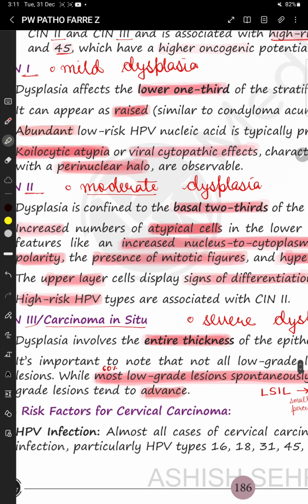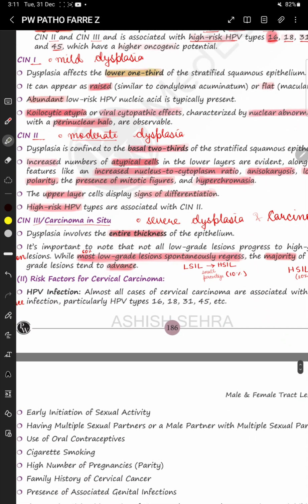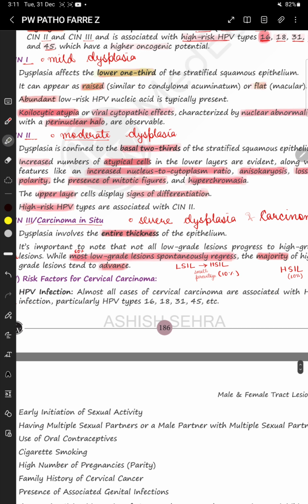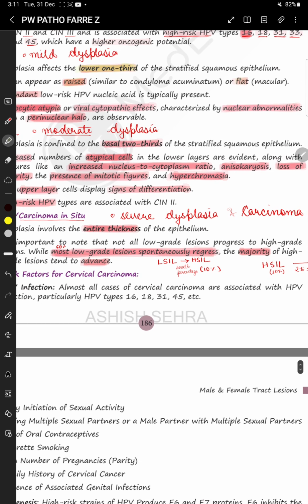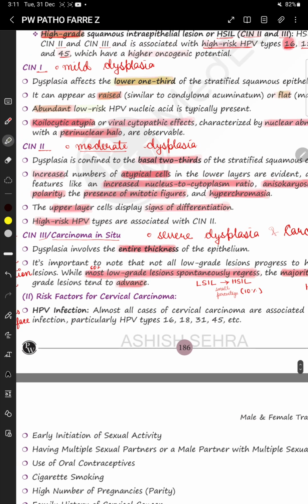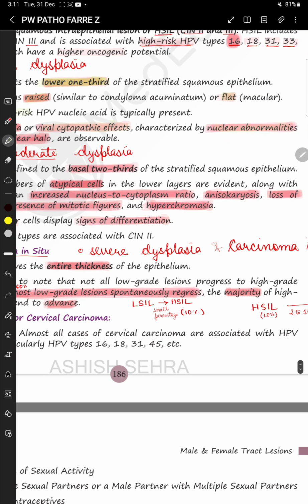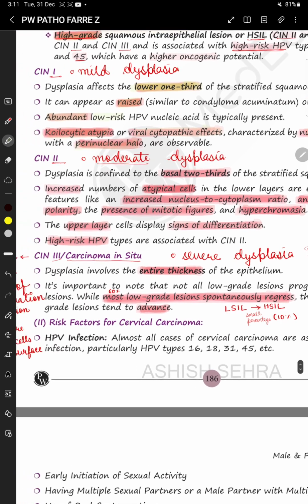In this, the dysplasia is limited to the lower 1/3 of the stratified squamous epithelium. CIN1 में सिर्फ lower 1/3 तक लिमिटेड रहता है. It may appear as raised or flat. Raised similar to condyloma acuminatum and flat like a macula, and it will have abundant low risk HPV nucleic acid. The features are koilocytic atypia, viral cytopathic effects characterized by nuclear abnormalities and perinuclear hollow.